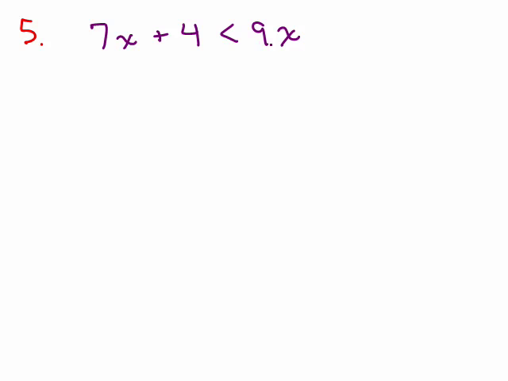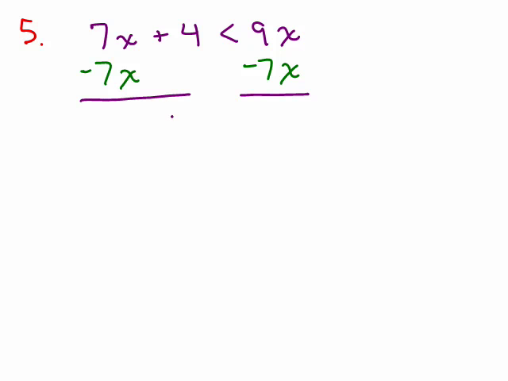Let's put the variable on the right. That way it'll be positive and all the variables will be on the right. So I'm going to subtract 7x from both sides. Now, when you subtract or add any number, it does not change the inequality. It's only if you multiply or divide both sides by a negative number.